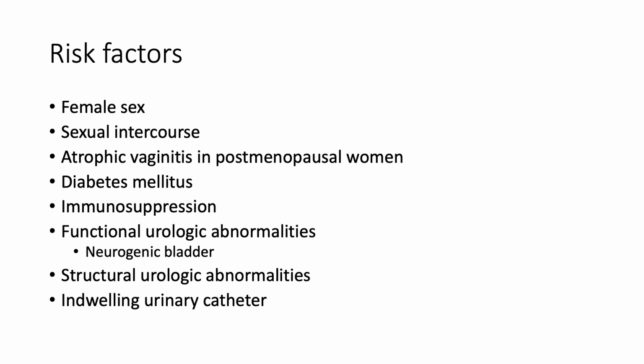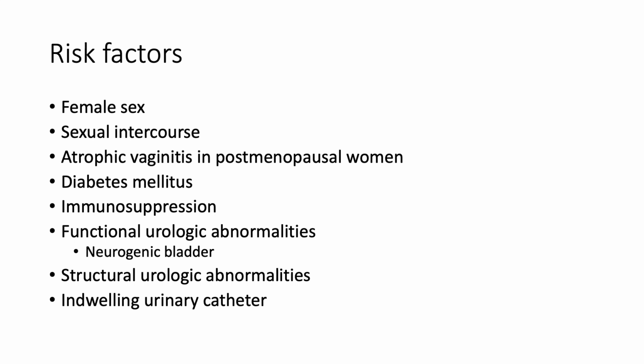Risk factors for urinary tract infection include female sex, because the urethra is shorter, so it's easier for bacteria to get into the bladder, sexual intercourse, and in postmenopausal women, atrophic vaginitis. Diabetes mellitus is also a big risk factor for UTIs, in part because it causes some immunocompromise and also because of the excess glucose in the urine. Immunosuppression, so people who are on medications for organ transplant or autoimmune conditions, have a higher risk of urinary tract infection.